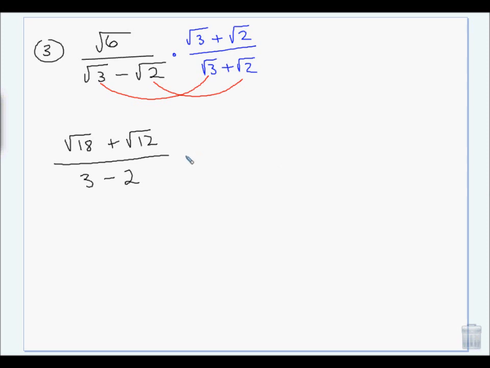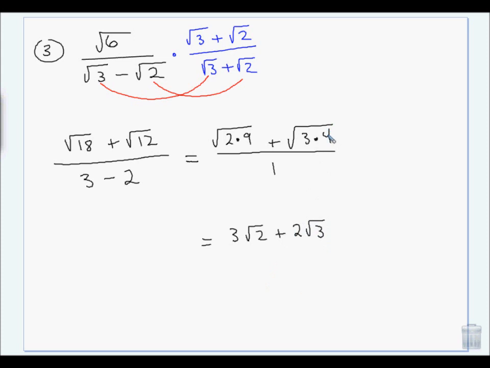So my numerator, 18 is 2 times 9, and 12 is 3 times 4. And that's 1, so that's just going to go away. And I can take my 3 out from the 9 and my 2 out from the 4, and I get 3 times the square root of 2 plus 2 times the square root of 3.